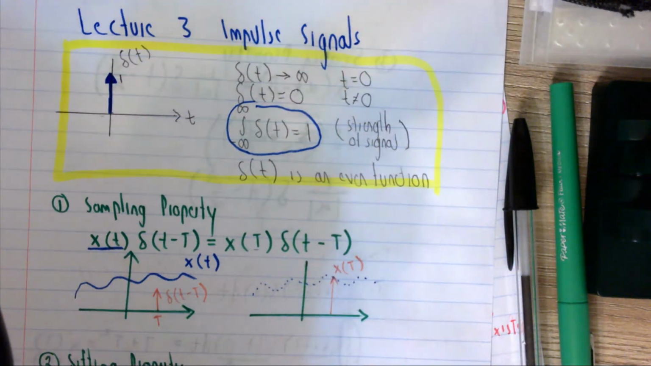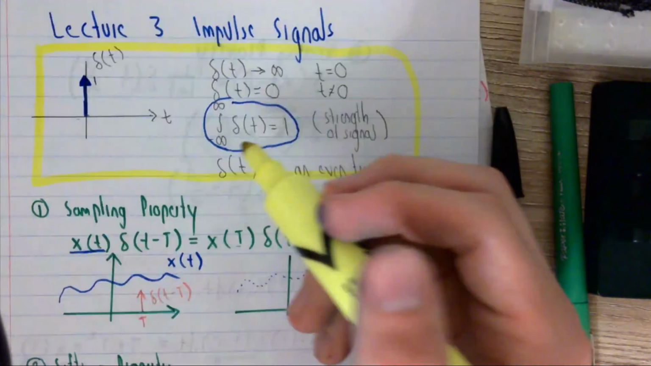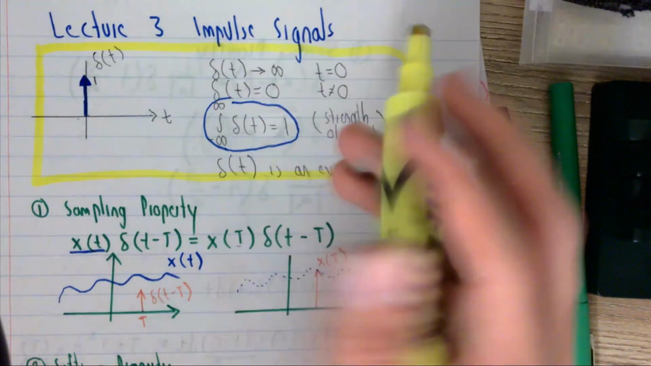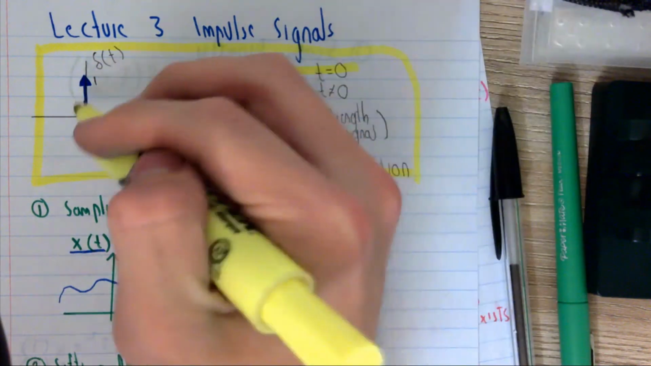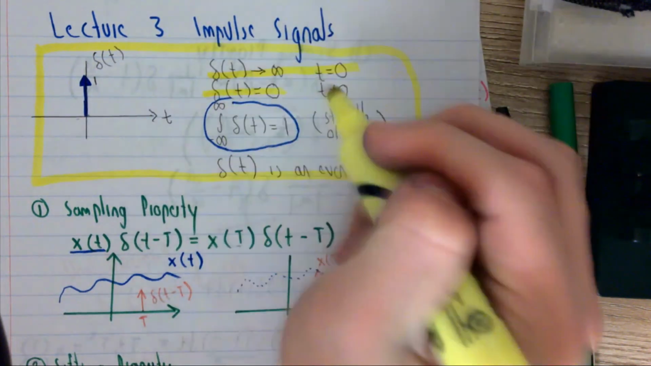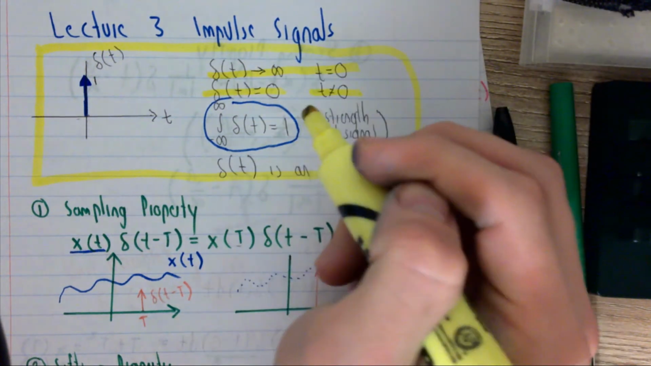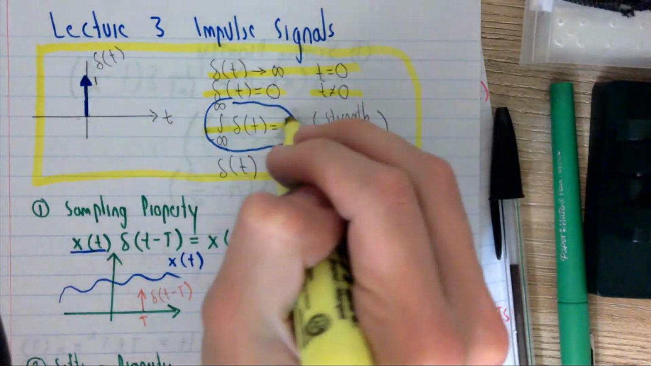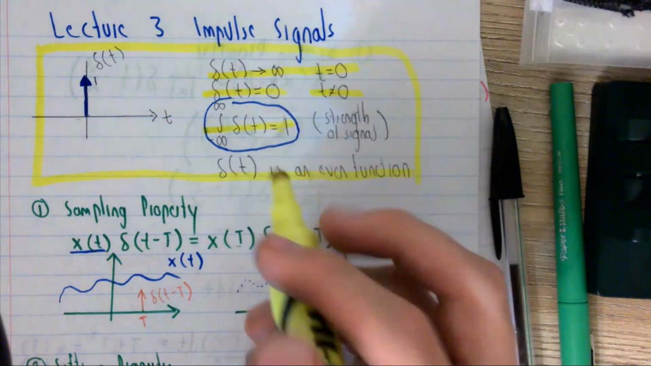And then, this is basically just saying that the delta function goes to infinity when the delta function occurs. This is saying that it's equal to 0 everywhere else where the delta function doesn't occur. This is saying that the area under the delta function is equal to the strength of the signal, which is 1, and the delta function is an even function.